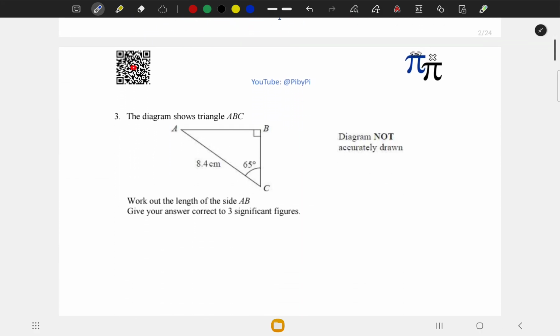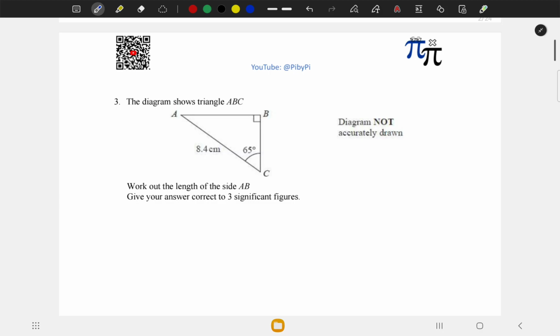Okay, let's move on to the next question. Question number 3. The diagram shows a triangle ABC, and you're being asked to calculate the length of AB. Now, this is a right angled triangle, which means I can apply SOHCAHTOA.